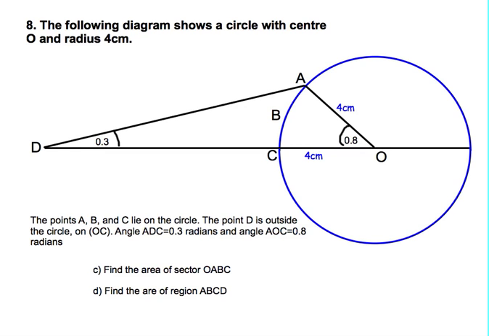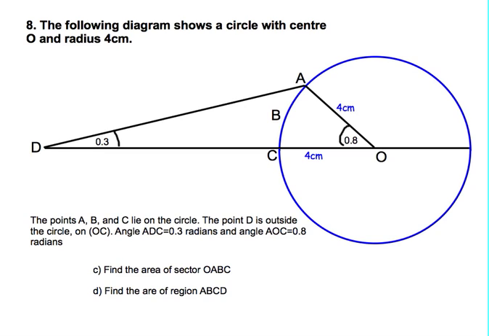So my name's Alden. I have question 8, and this is from November 2009, paper 2, and this is question 8, C and D. So the question reads as follows. The following diagram shows a circle with center O and radius 4 centimeters. I recreated the diagram that's given on the paper and reproduced it here in this question.